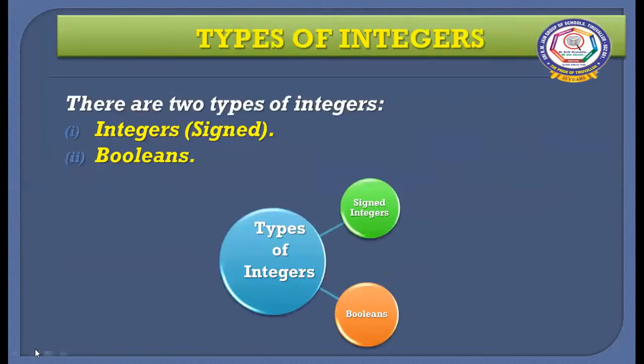There are two types of integers that we have: signed integers and boolean. A signed integer contains both positive and negative values. The next one is boolean, which may be a true value or a false value.